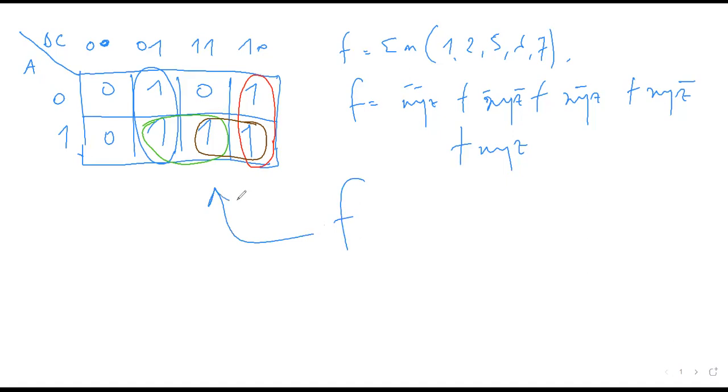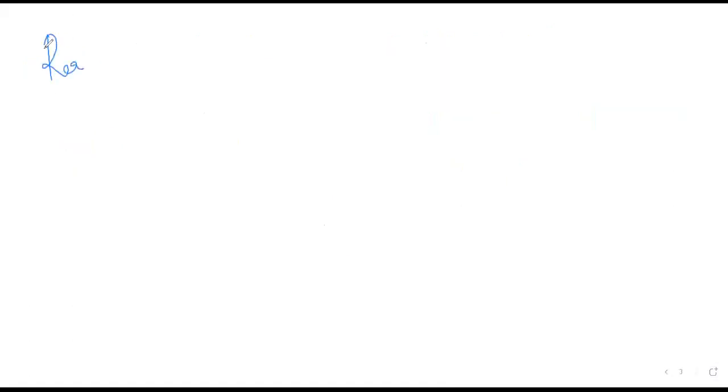Reading the K maps. Reading part. Let's explain. How do you read the K map? One, variable which remains constant is 0.